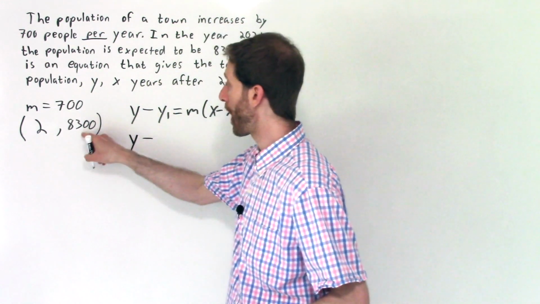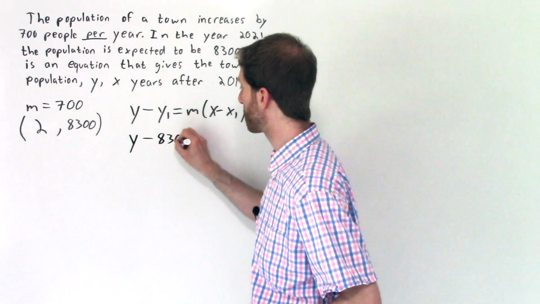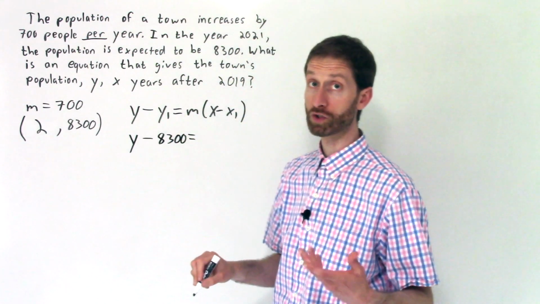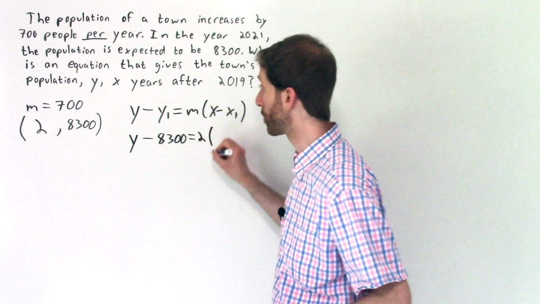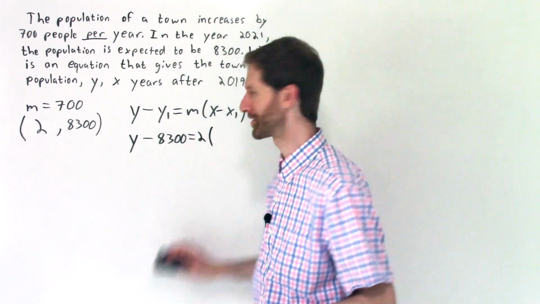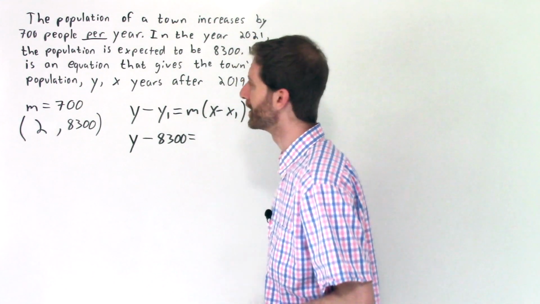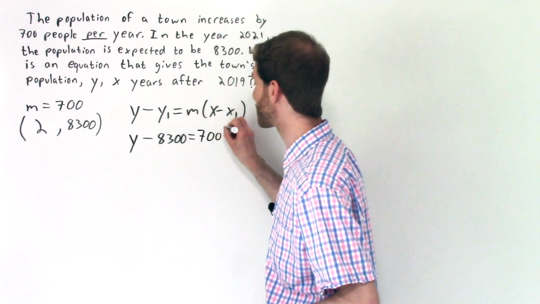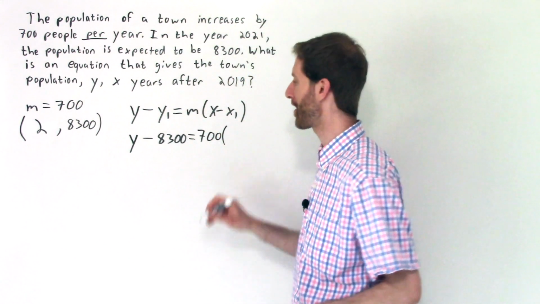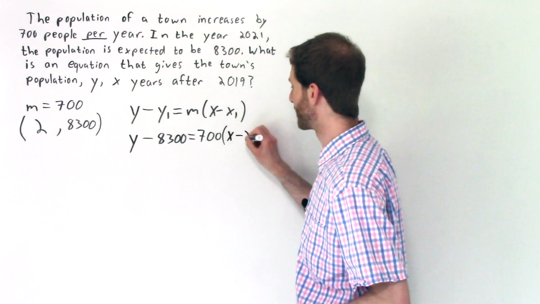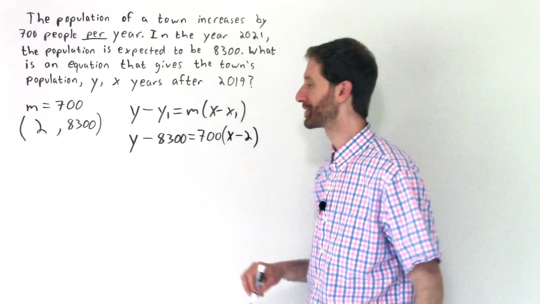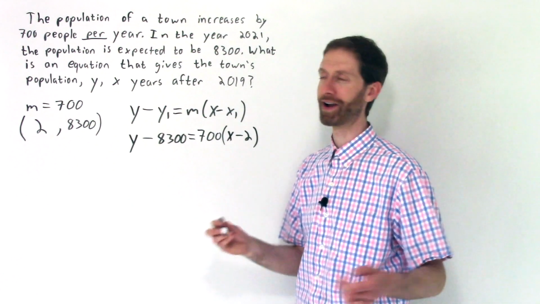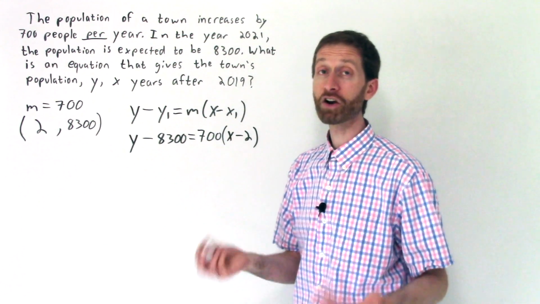Y minus y1 would be the 8,300 we're given, is equal to 2, that's our slope. Ooh, not 2, my goodness. How about I pay attention to what I'm doing? Our slope is 700, but of course, see, even I make mistakes sometimes. And you know what? I'm not editing that out because this is real math right here, peeps. And then it's x minus 2, our x value. That's it. That's our equation.